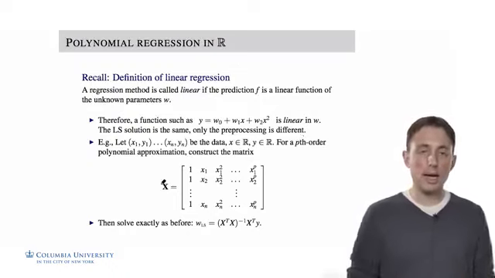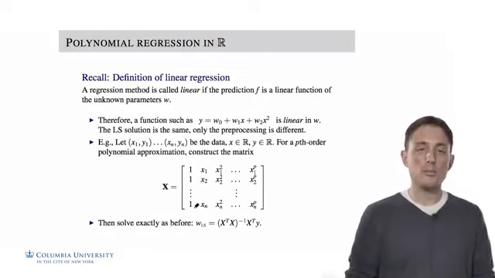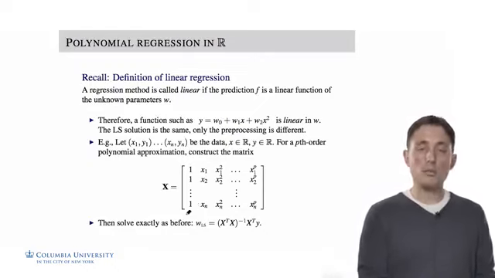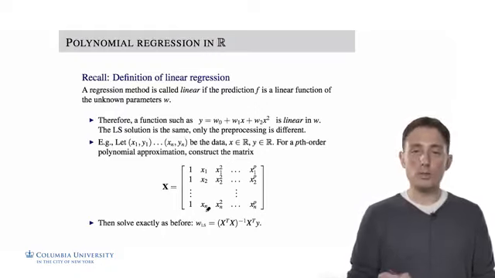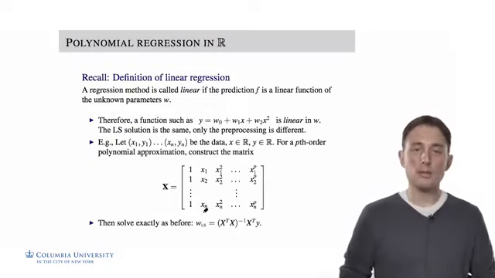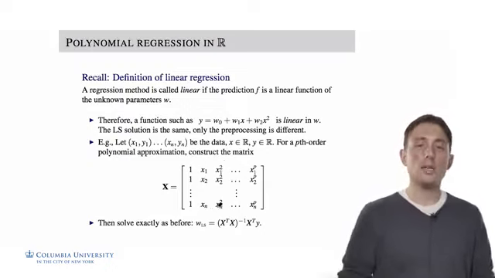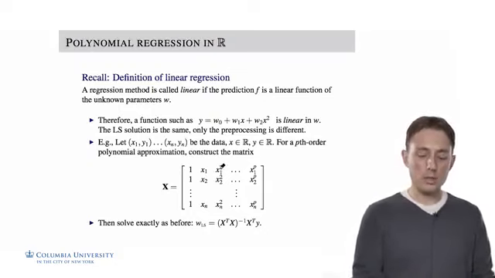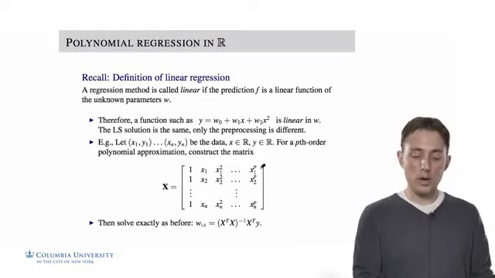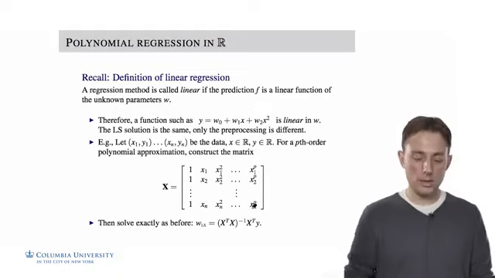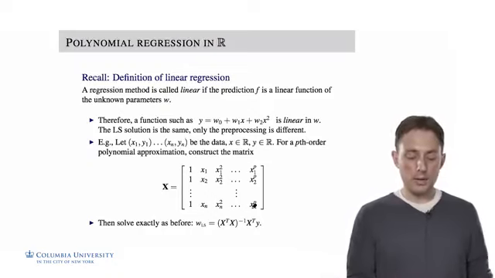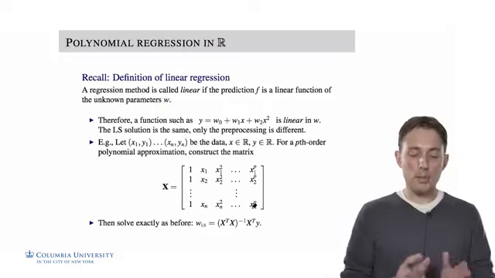So let's construct the matrix X, where again we put in the first column a column of ones for the offset. In the second column, we then put the original data, x1 through xn. In the third column, we then take those inputs and square them. So we have x1 squared through xn squared. And if we want to learn a pth-order polynomial, we continue that up until we get x1 to the p through xn raised to the p. And then we solve this exactly as before, and we can approximate the output y.